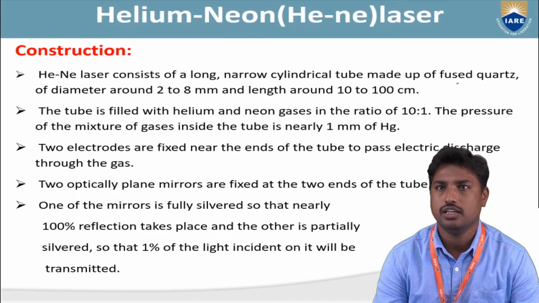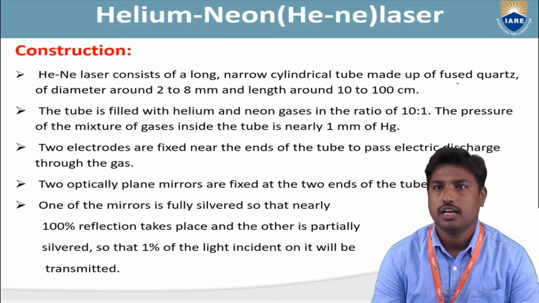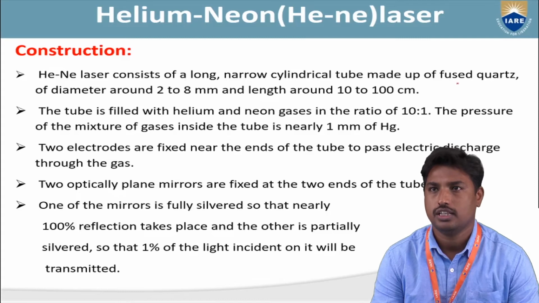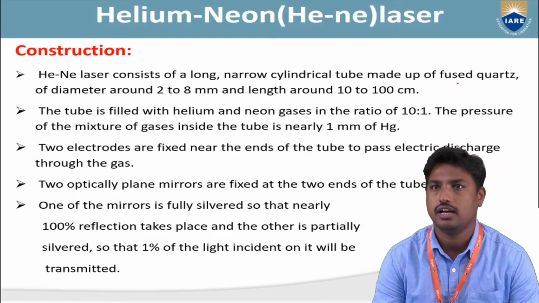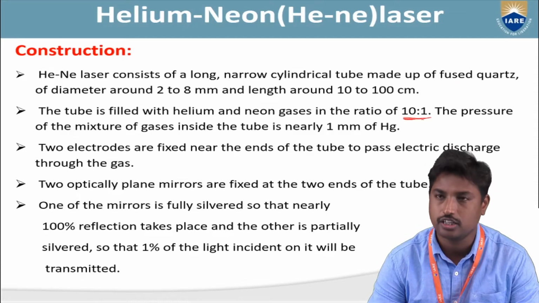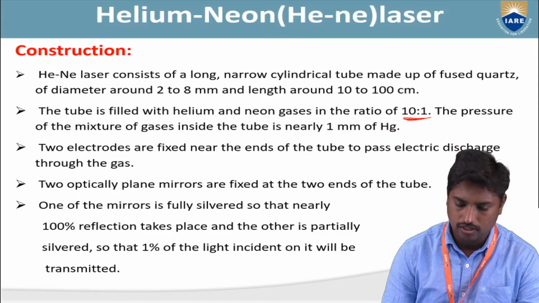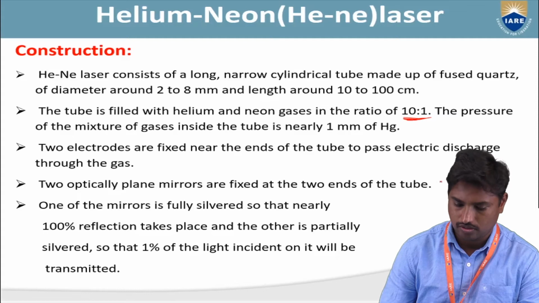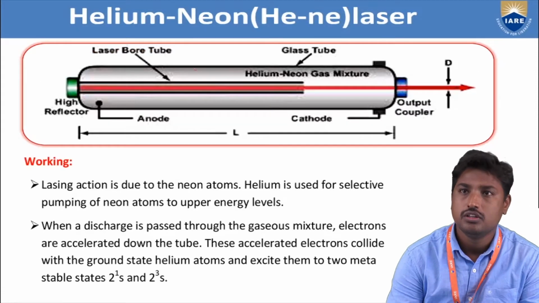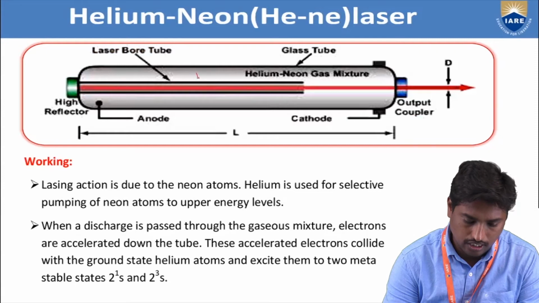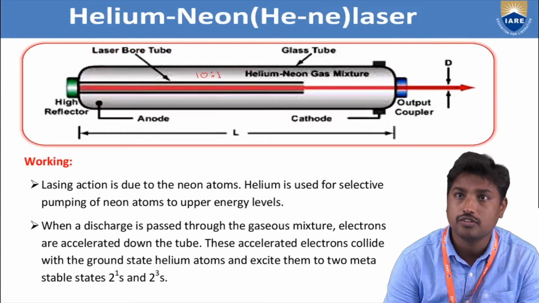And coming to the construction of the helium neon laser. The helium neon laser consists of a long, narrow cylindrical tube made of fused quartz of diameter around 2 to 8 millimeters and length around 10 to 100 centimeters. The tube is filled with helium and neon gases in the ratio of 10:1. The pressure of the mixture of gases inside the tube is nearly 1 mm of Hg. So here we have taken one quartz tube, and helium and neon gas is filled in the ratio of 10:1.